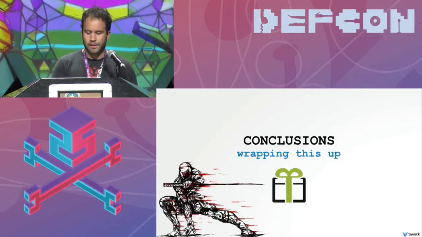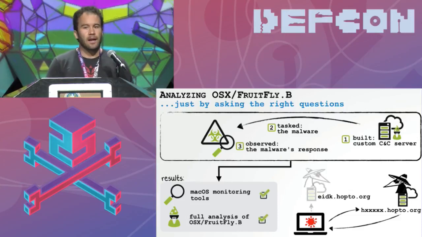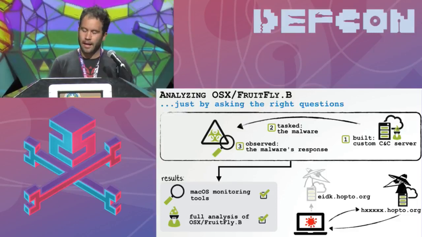All right, so let's wrap this all up. Today, we illustrated how to fully analyze a fairly complex piece of malware just by asking the right questions. In 3 steps, we built a custom command and control server. We then tasked the malware, and then we observed the malware's response to fully reveal its capabilities. Along the way, we wrote some cool monitoring tools for macOS that will be open source and posted online. And the end result is we had a full analysis of FruitFly variant B.